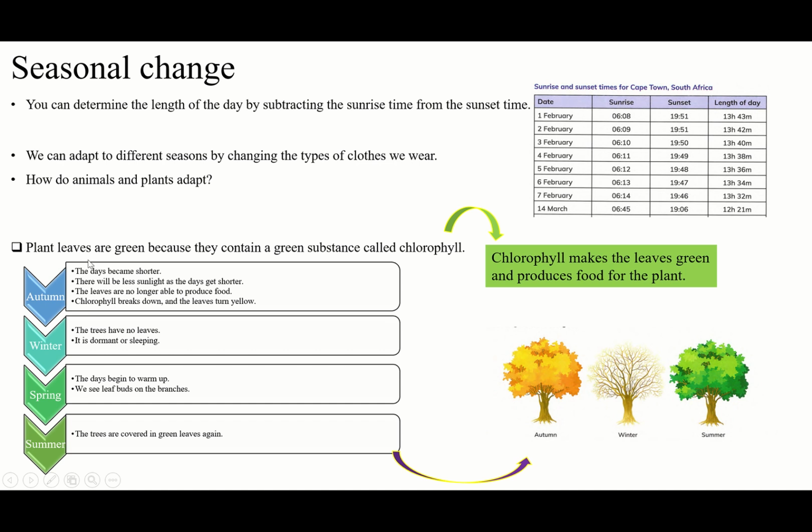So, the plant leaves are green because they contain a green substance called chlorophyll. Chlorophyll makes the leaves green and produces food for the plant. It means the chlorophyll has two functions, two jobs. What are they? They are going to make the leaves green, and they are going to produce food for the plant. Chlorophyll will do both of these things.